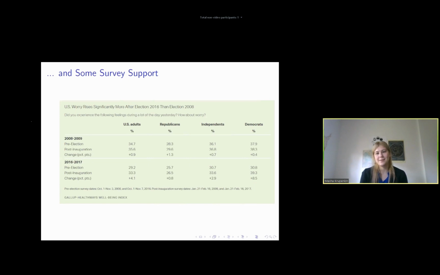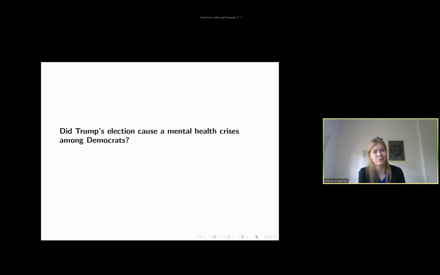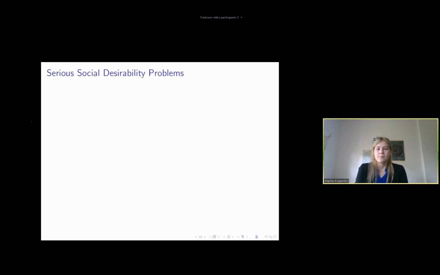So this is all very colorful, but none of this evidence is conclusive one way or the other. The question that I was interested in was, did Trump's election actually cause a mental health crisis among Democrats? And this is a fairly interesting and important question, because we as political scientists have a lot of theories about partisan identification and the role that it plays in our everyday lives. The idea that party ID could actually cause Democrats to have significant mental distress after Donald Trump is elected is a very strong claim to make about the nature of party ID and the role that it plays in people's lives. So the issue with studying mental health using surveys is that there are some very serious social desirability issues.